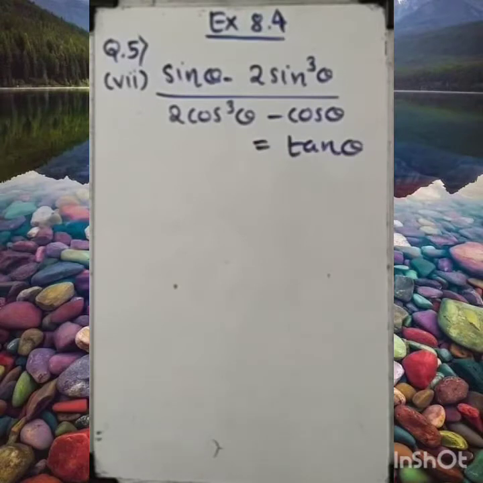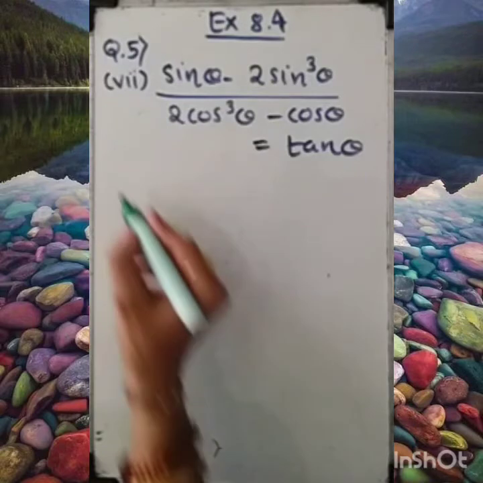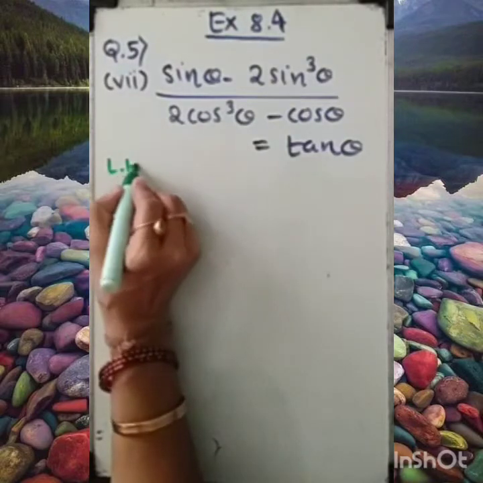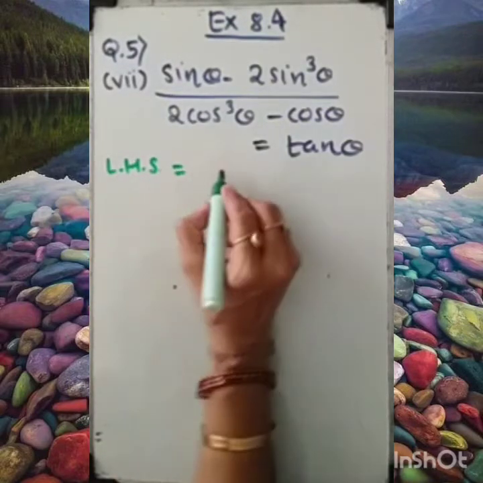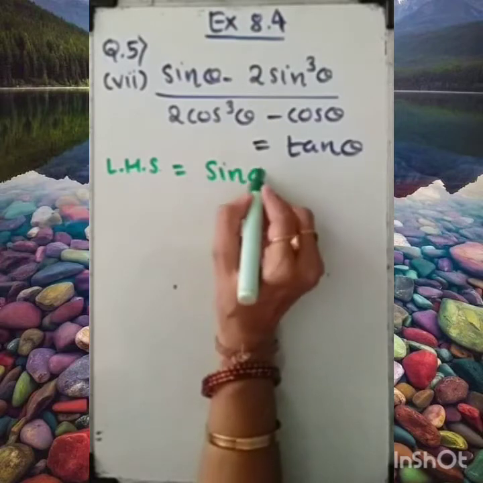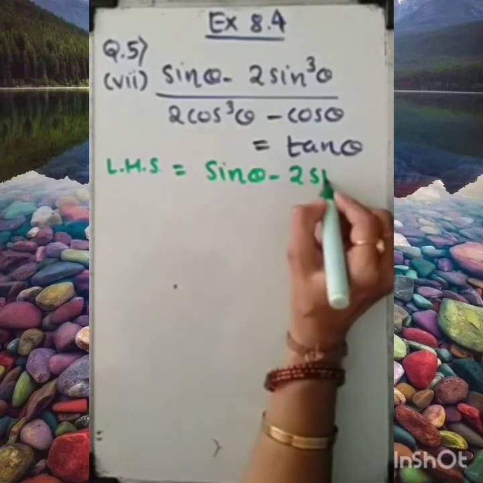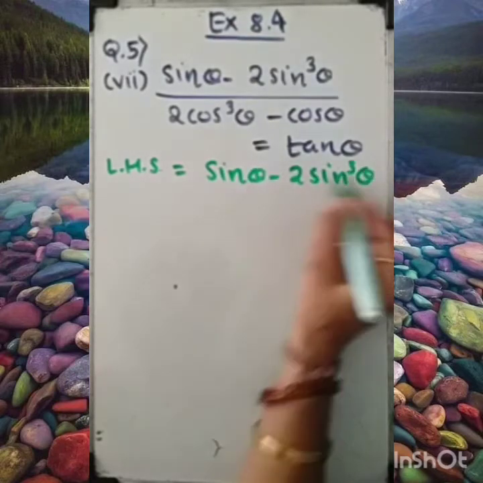So my dear student, question number 5, the seventh question is on your screen now. (sin theta minus 2 sin cube theta) upon (2 cos cube theta minus cos theta) equal to tan theta. So let me start with LHS. I'm starting with LHS. Let me note down what we are given. The same I am repeating here.